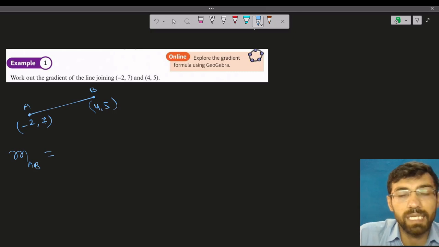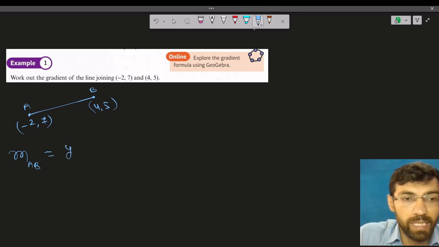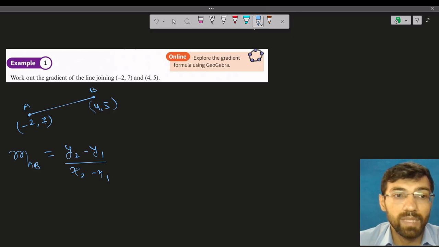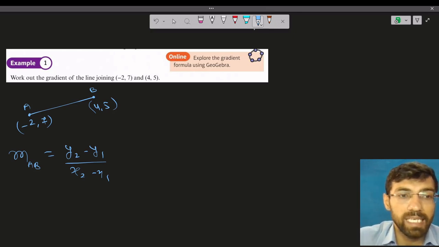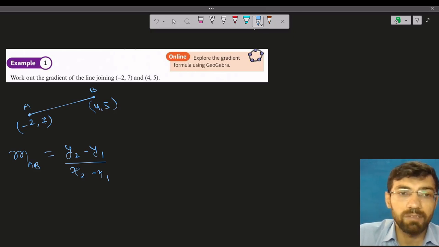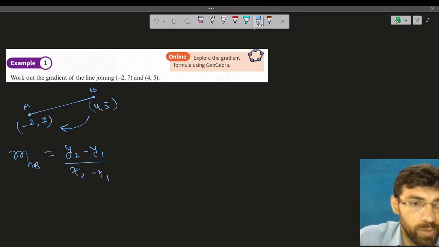In the subscript, I am writing AB, so gradient of line AB equals what? Y2 minus y1 upon x2 minus x1. Now here, who is x1 y1 and who is x2 y2? You can consider point A as x1 y1 and B as x2 y2, or the reverse. Just note the point: if I am subtracting, the direction should be the same. If I subtract y in this direction, I will subtract x in this direction also. Let me show you what I am saying.